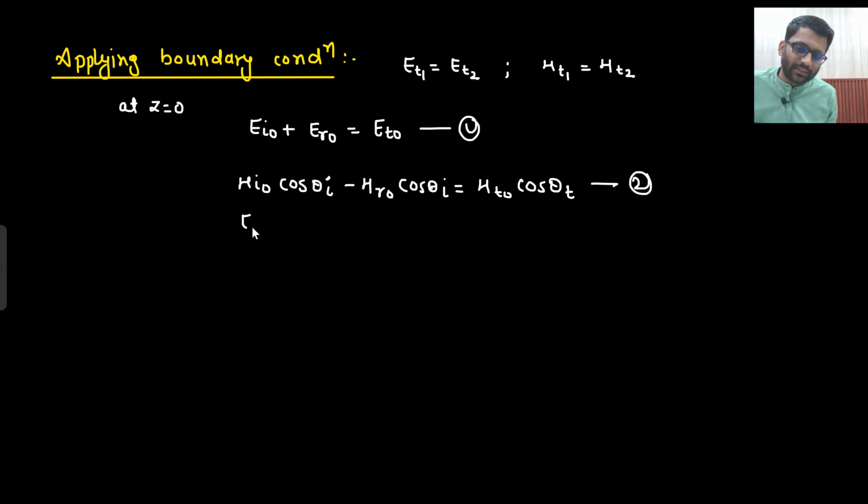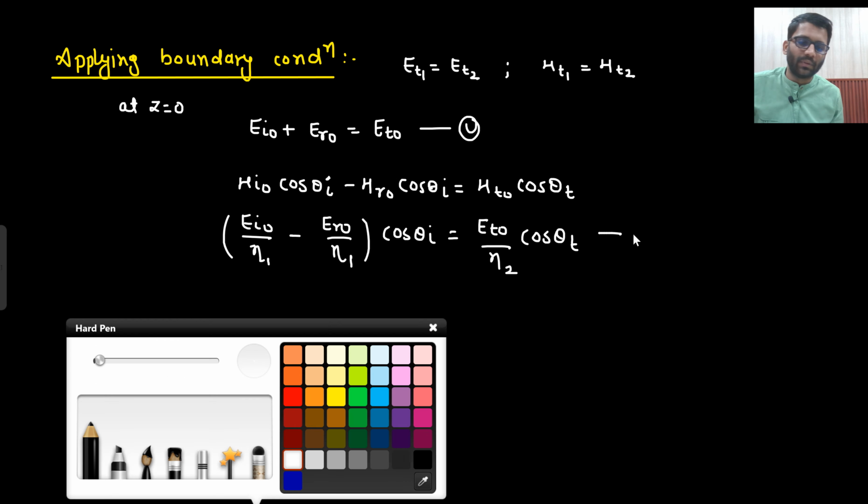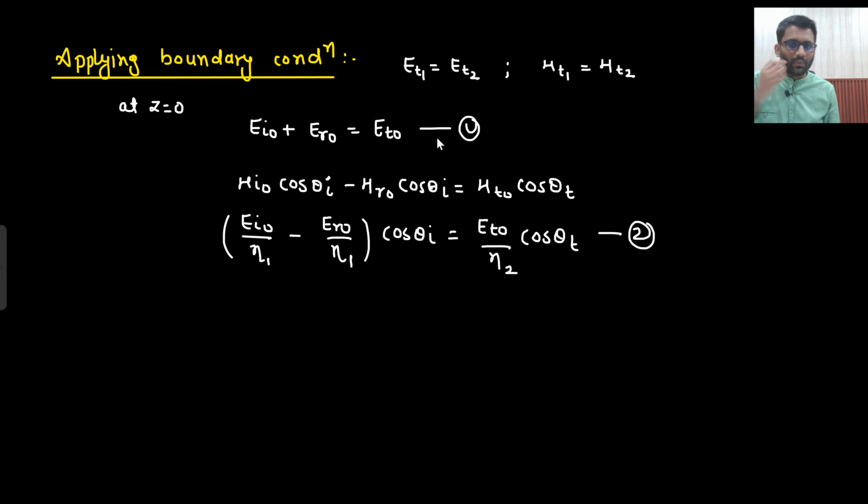Now can I write this as EIO divided by eta 1? Certainly I can write it down, right? And cos theta I I will take common. Then can I write it in this manner? ERO divided by eta 1 cos theta I. And can I write this as ETO divided by eta 2 cos theta T. So let's call this equation 2. Now if you solve equations 1 and 2, you can solve these on your own, you will get the value of the reflection coefficient.